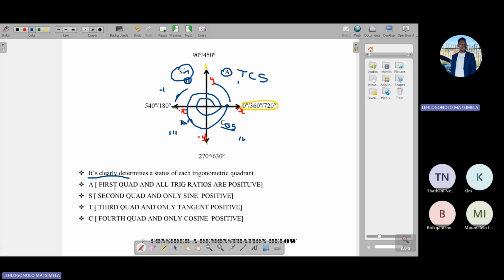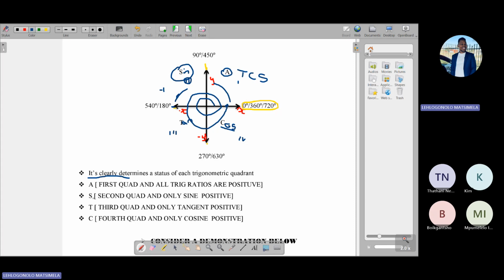Now for the first time, we have the first quadrant and all the trig ratios are positive. It means cos, sine, tan are positive. And then the second one, which represents S, the second quadrant, what does it represent? It represents that only sine is positive.